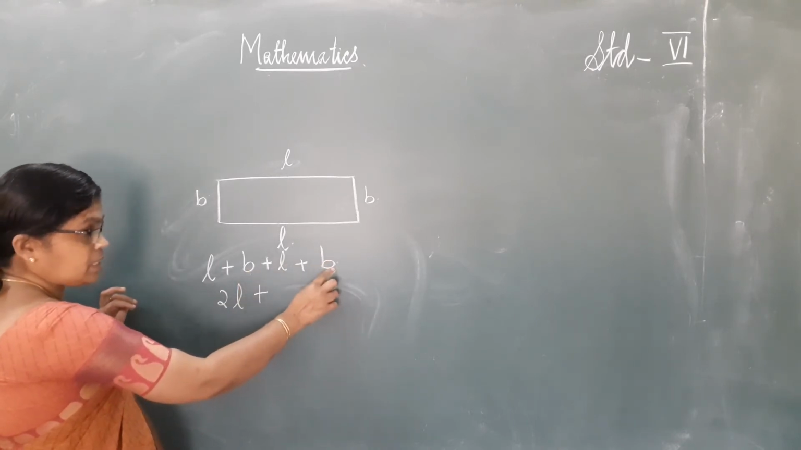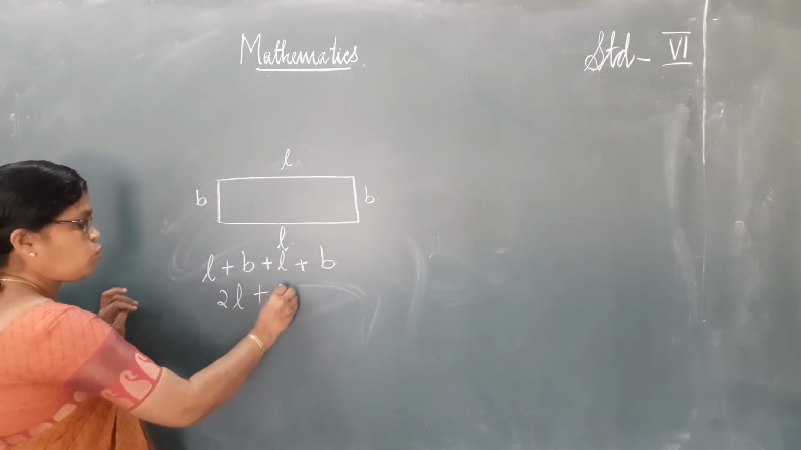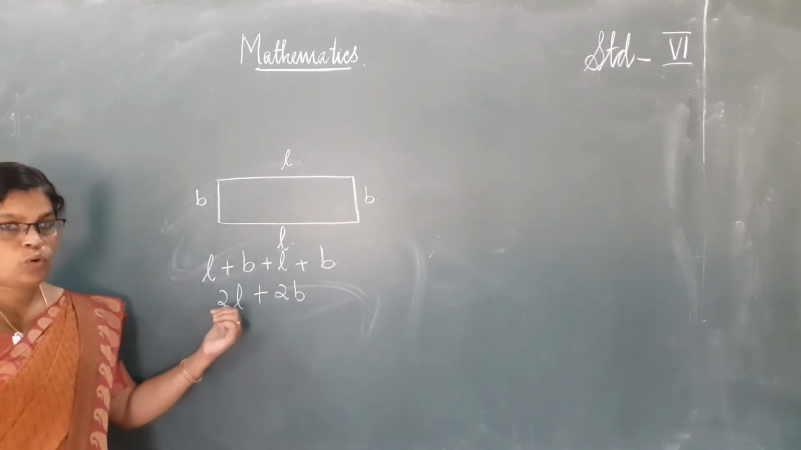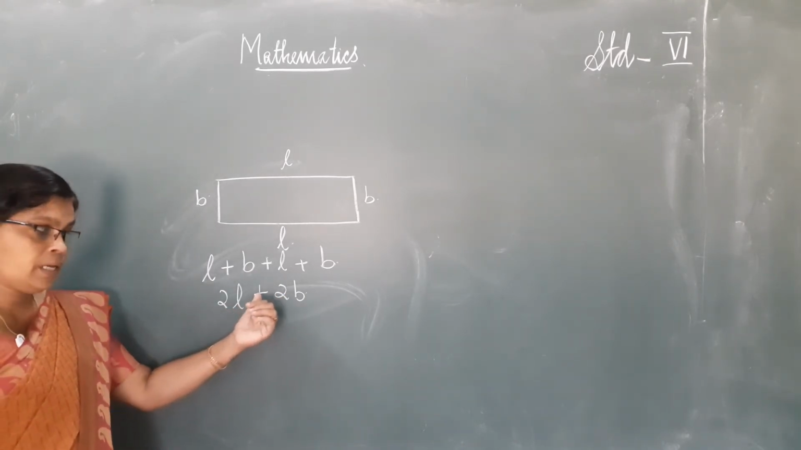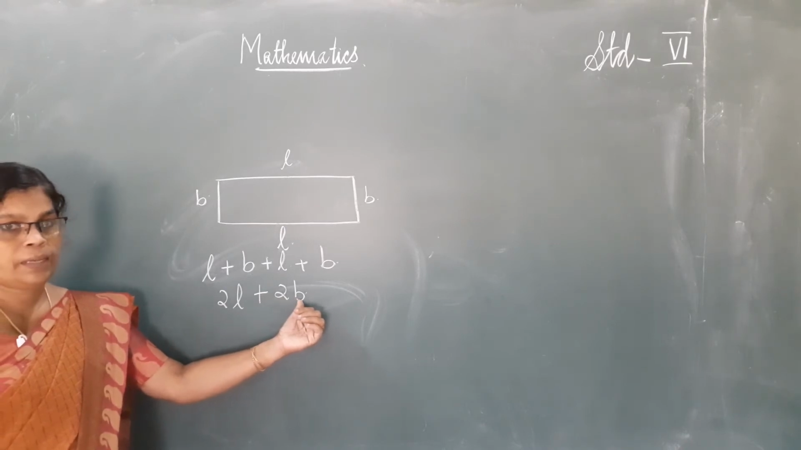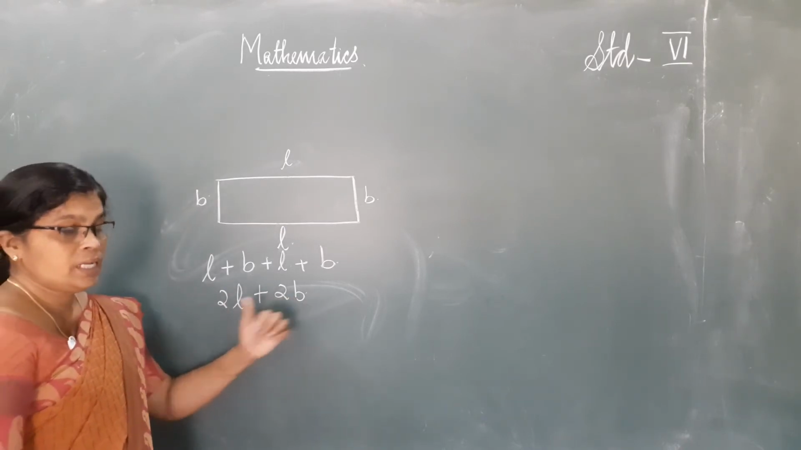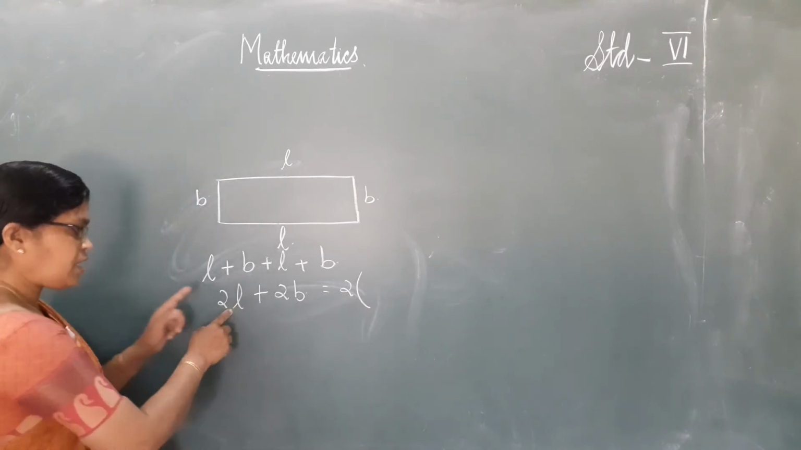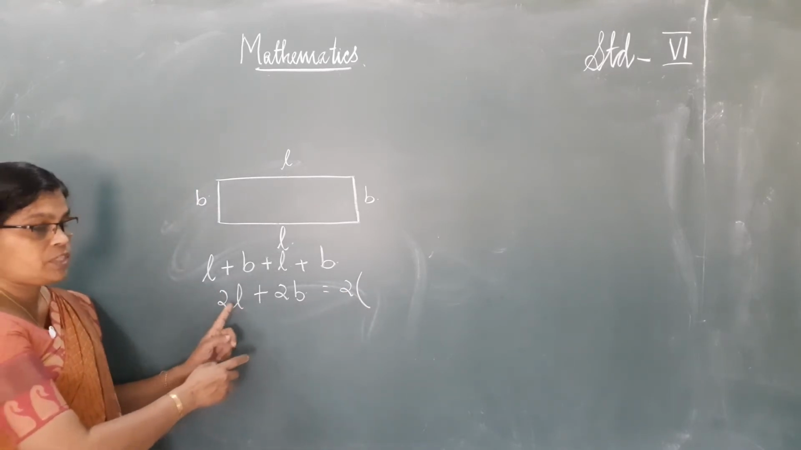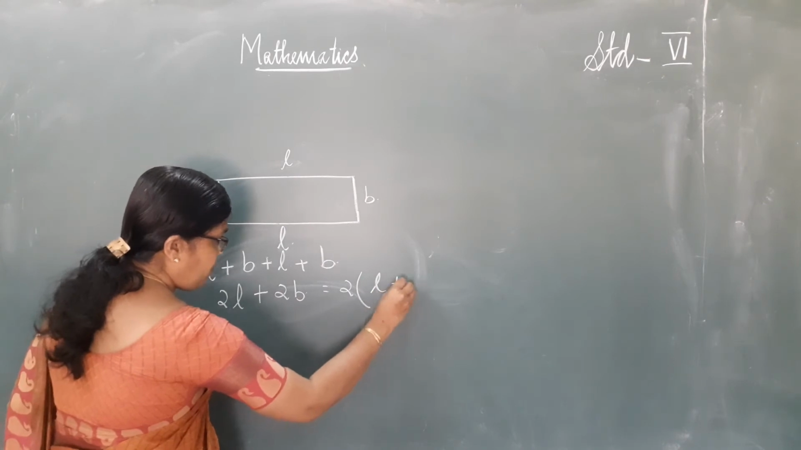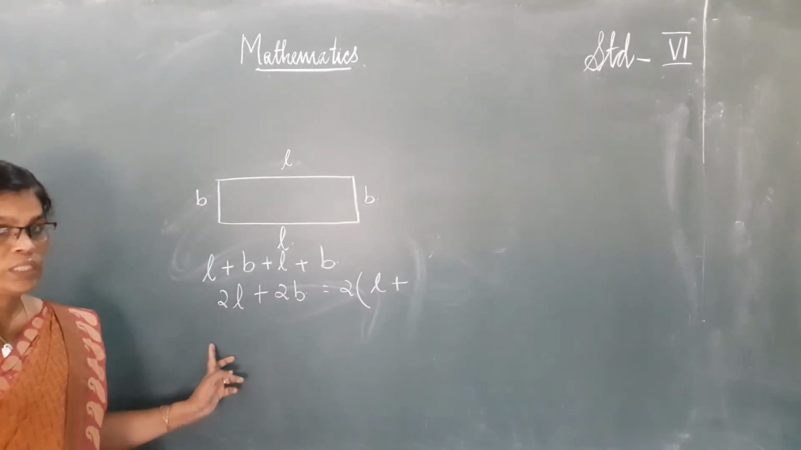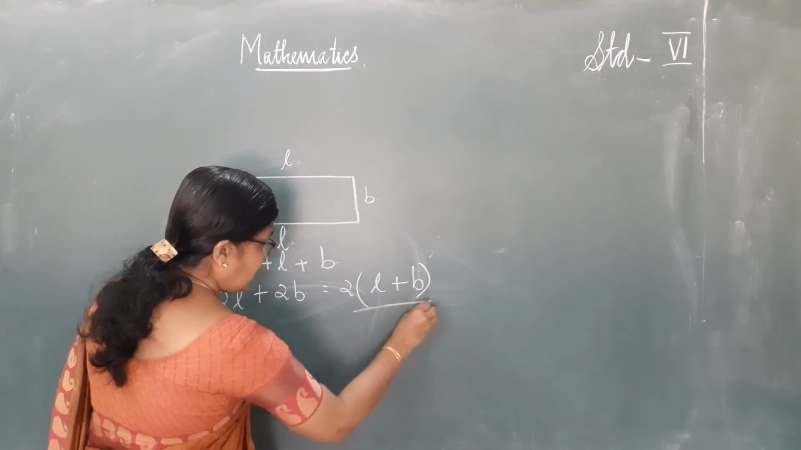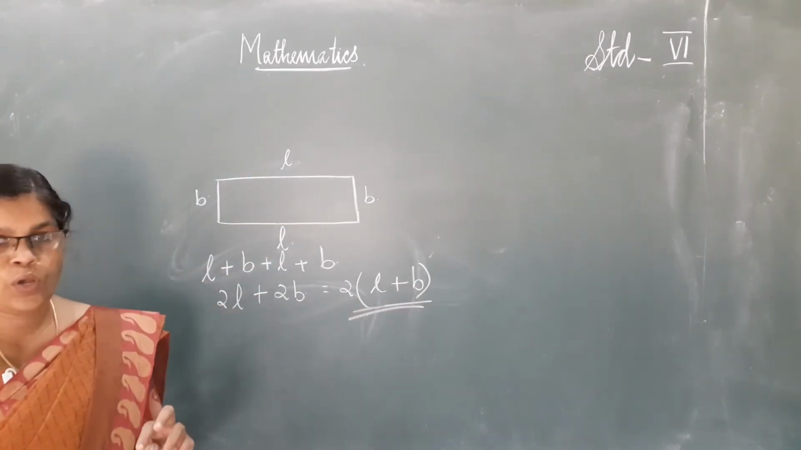1 breadth plus again one more breadth, that is 2 breadth, that is 2b. Okay, that is 2 times the length plus 2 times the breadth. So 2 is common in both, so let us take 2 outside. 2 into what is left after taking 2? What is left here? L. L plus, so we have taken 2 outside. What is left? B. So that is 2 into (L plus B).